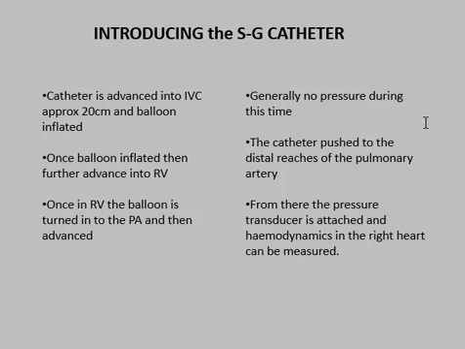Generally, no pressure is recorded during entry, and the catheter is advanced into the distal reaches of the pulmonary artery as far as it can go with only gentle force. From there, a pressure transducer is attached, and hemodynamics in the right heart can be measured, and blood can be taken for analysis.